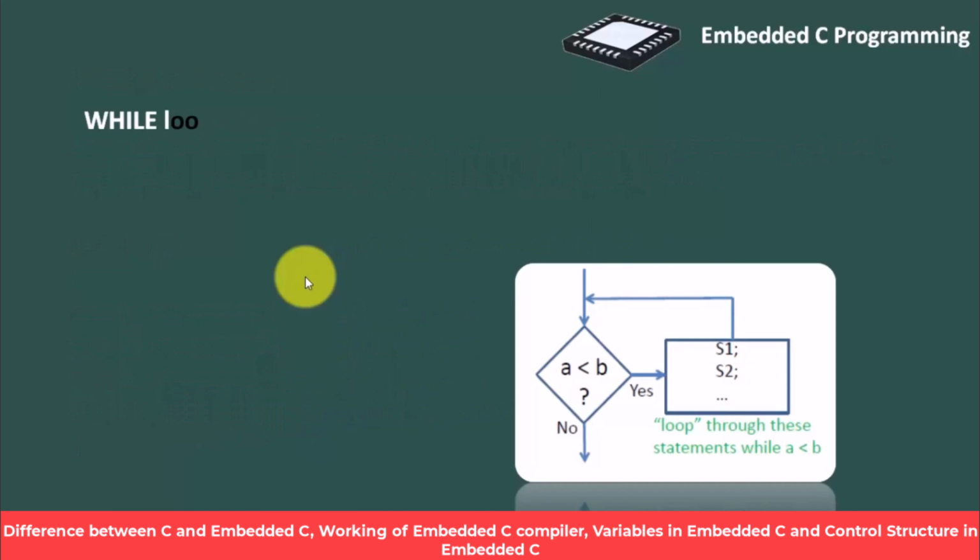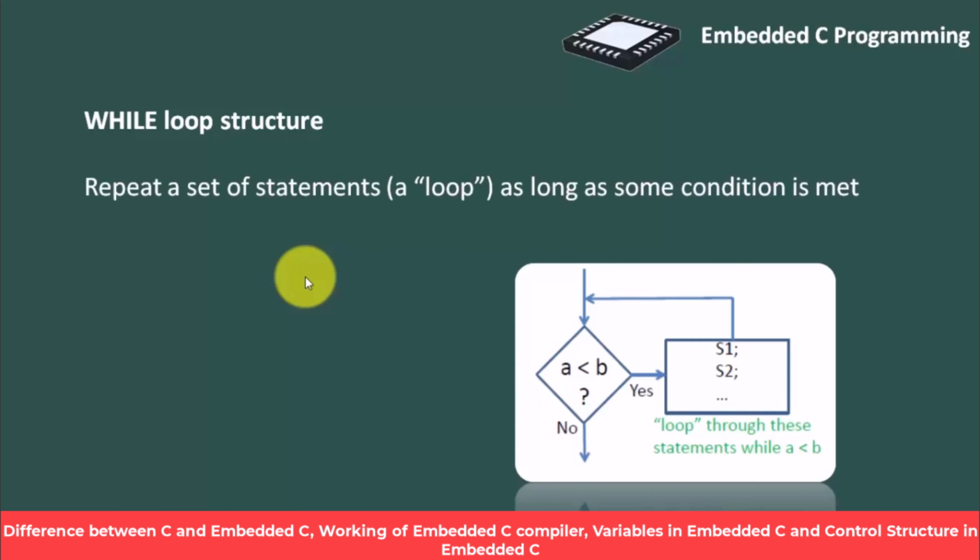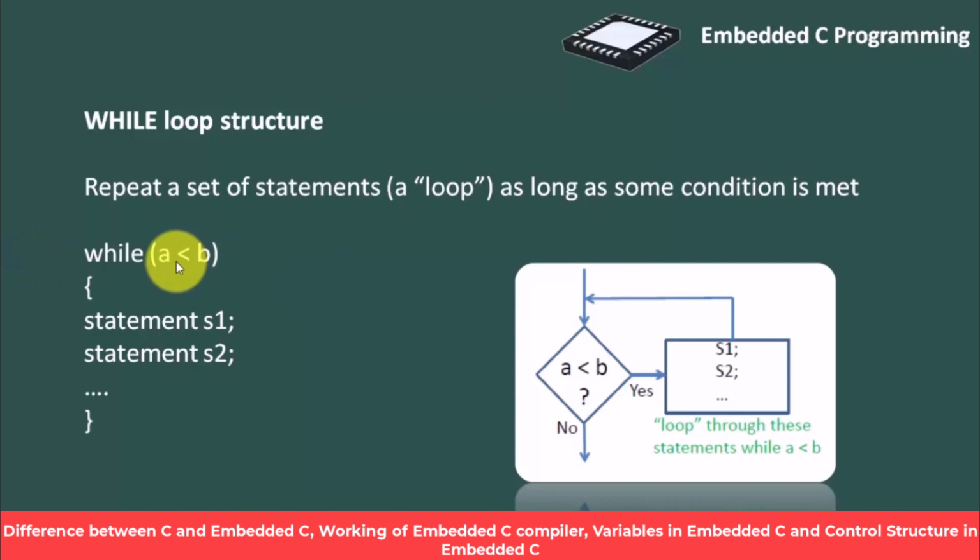Now let's see the iterative C control structures. First one is the while loop structure. Here we repeat a set of statements as long as some condition is met. For example, while a is less than b. Till the time this condition is true, statements 1 and 2 will get executed continuously since it's in a loop. When this condition becomes false, the while loop will get terminated.